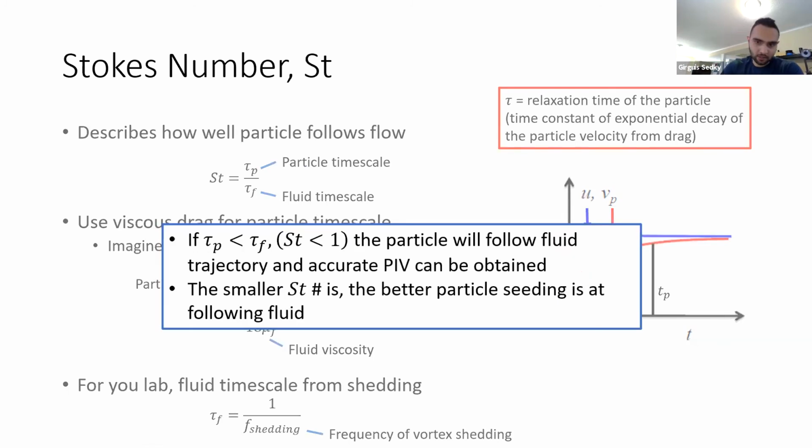So yeah, again, this is a summary of what I was saying. If the Stokes number is a lot less than 1, the particles will follow the fluid. So you need to pick an experimental condition where the Stokes number is low.